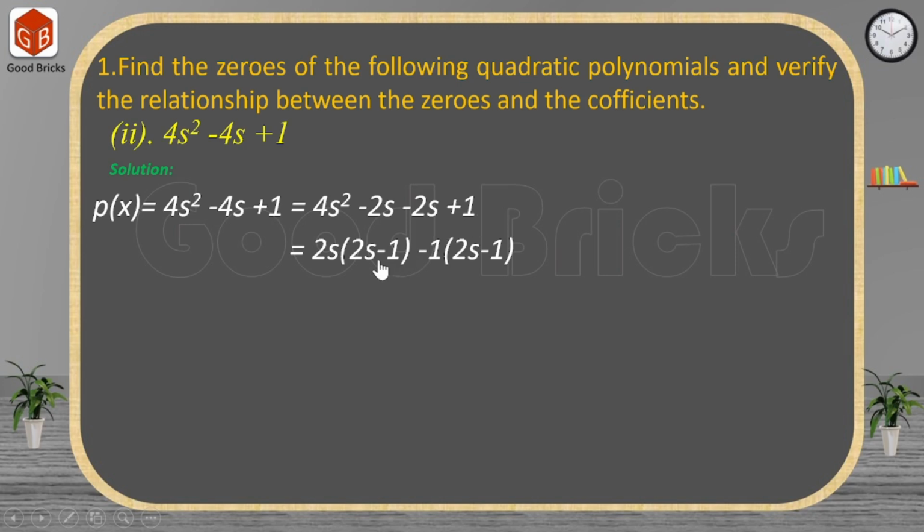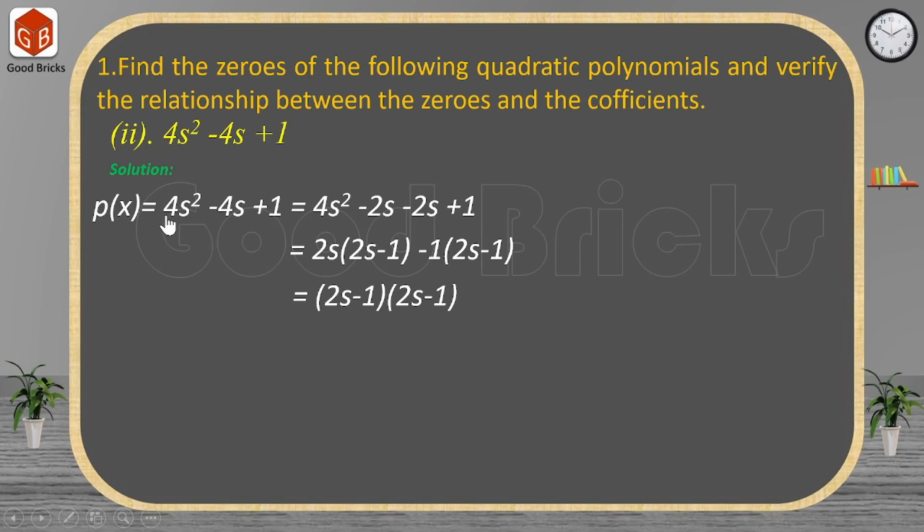Now, let us move forward. From here, you can see 2s minus 1 and here also 2s minus 1. So, if you take 2s minus 1 common, this 2s minus 1 common we are taking, then we have to multiply with 2s and minus 1. Luckily, we got both the factors are same. So finally what we have done is this is the given polynomial and we have expressed this given polynomial as a product of two factors.